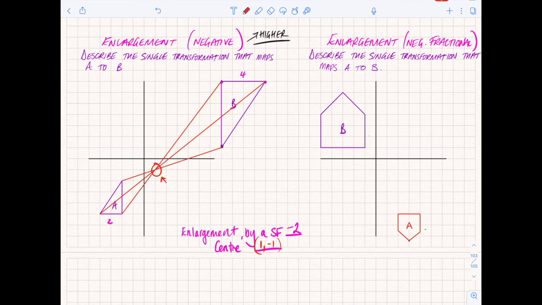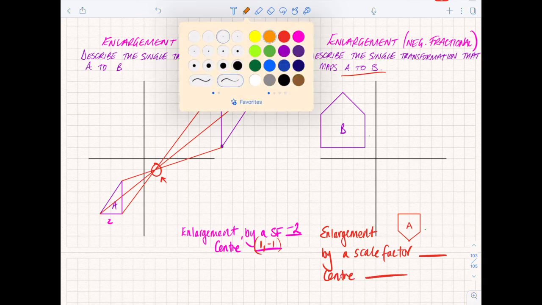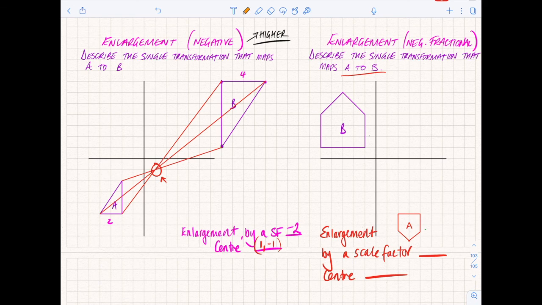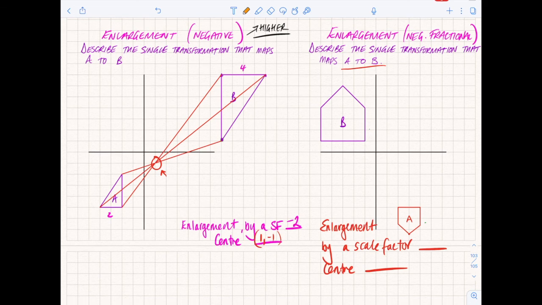Final one then, you could have a little look at this and do it yourself. Double check A to B. Yep, we're getting bigger. So you'd write the word enlargement. Make sure you always write which transformation it is. Enlargement by a scale factor. Need to find that. And then your center, we need to find that. So if you did want to have a go at doing it yourself, you could draw it out on a piece of paper and have a go yourself. If not, I'm going to go through it.